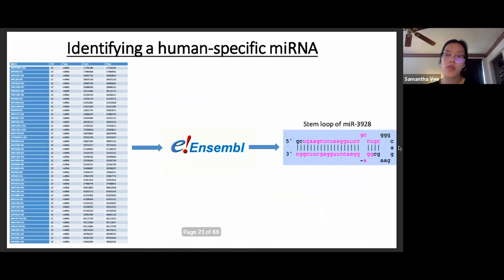To identify a human-specific microRNA, we generated a list of all microRNAs on human chromosome 22. From this list, we used the comparative genomics function of the Ensembl Genome Database to identify MIR3928 as human-specific, which we chose as the focus of our study. Next slide, please.